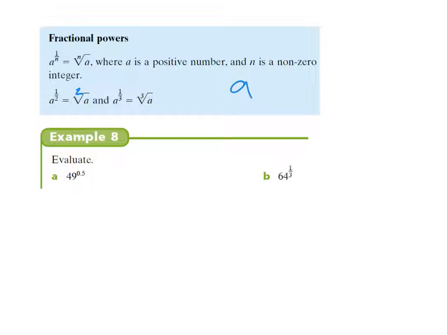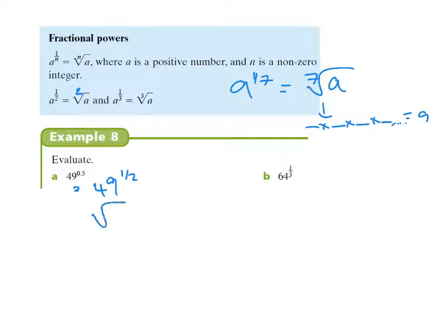If you had a to the power of 1/7, that would be the seventh root of a. That means what number multiplied by itself 7 times gives you a. So that's the idea there. It's the nth root. An example they give you: 49 to the power of a half helps you to recognize that as the square root of 49.